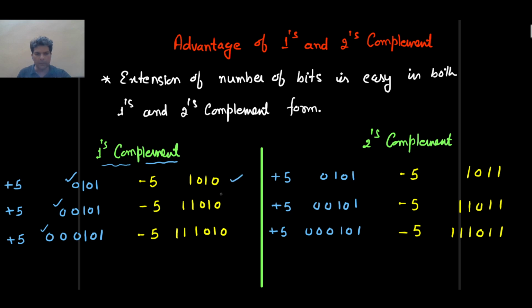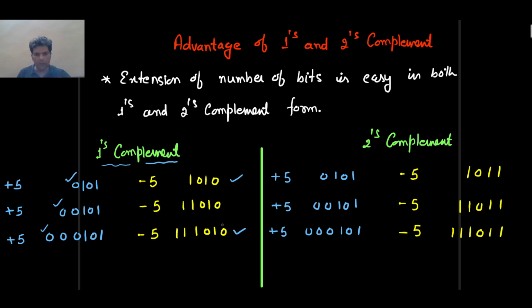I want to represent the same minus 5 in 5 bit. We have to simply copy the MSB. So 11010, that is minus 5. And again, if I want to represent the same minus 5 in 6 bit, then 111010, this is minus 5.